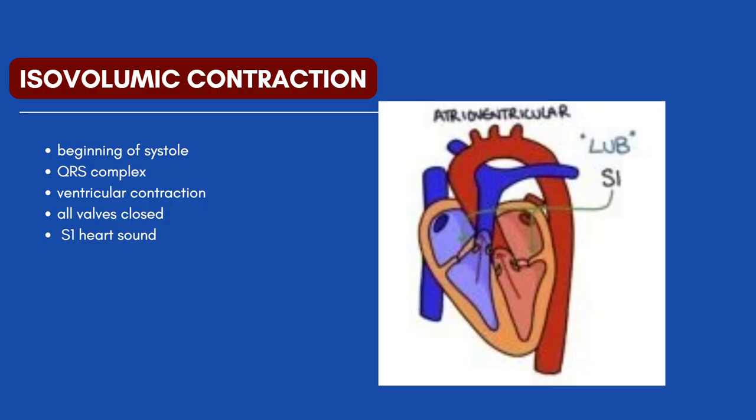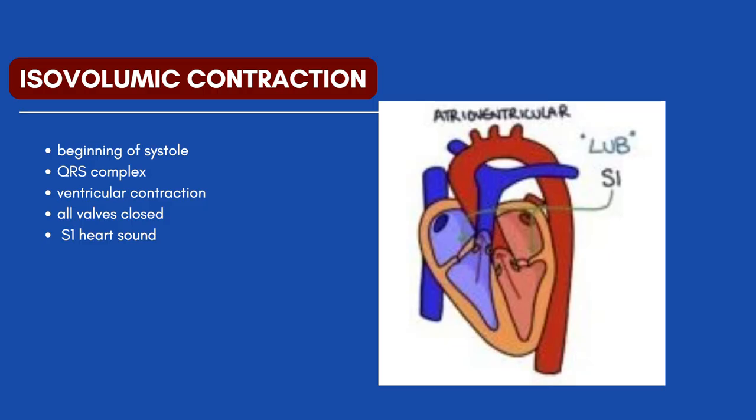The third phase is isovolumetric contraction, which is the beginning of ventricular systole. Ventricular depolarization appears as the QRS on the EKG. As the ventricles contract, pressure rises rapidly and causes the AV valves to close. The closure of the AV valves produces the first heartbeat sound. So this is where we get the S1 heart sound.